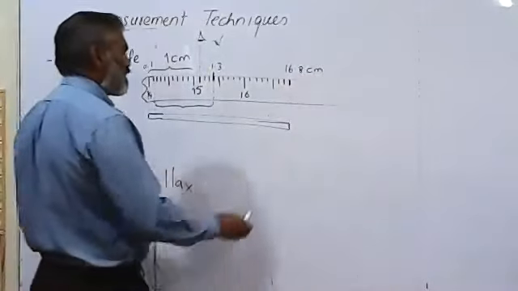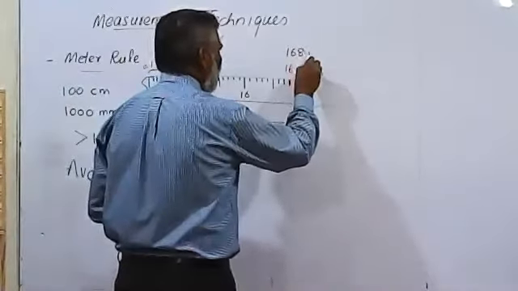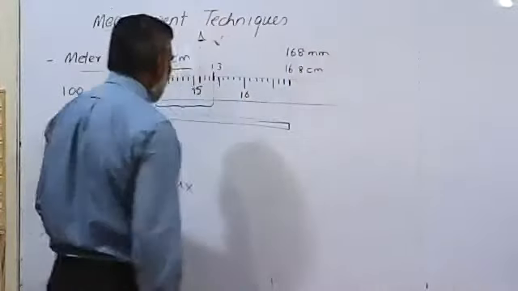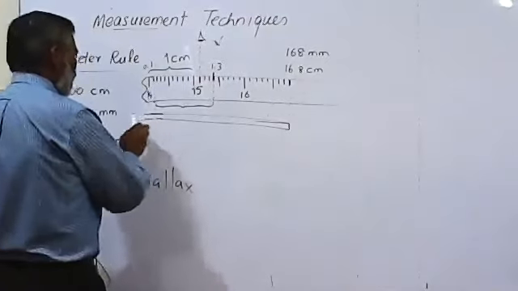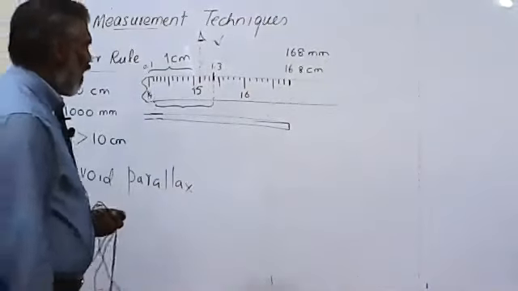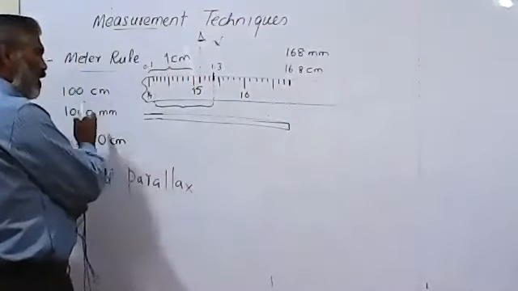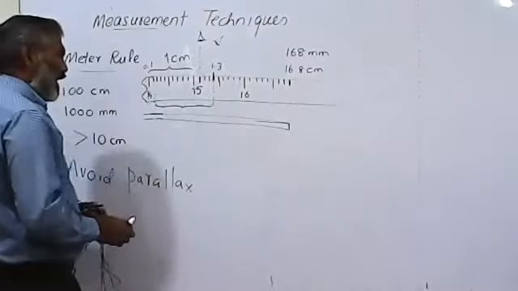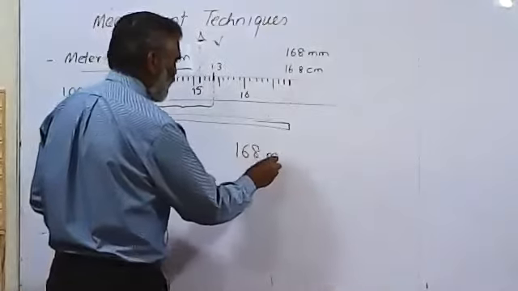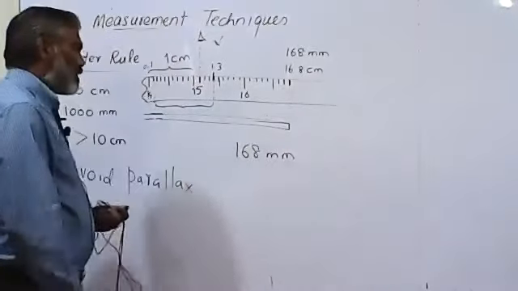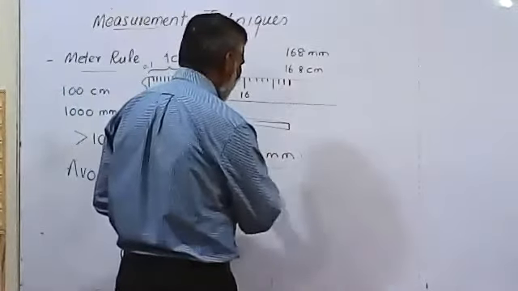And if I express this in millimeters, this is 168 millimeters. Let's say this object has started from 0, from where the scale starts. How will you report the length of it if it started from 0 of this scale? That means it is exactly 168 millimeter. But is there any doubt in measuring this 168?